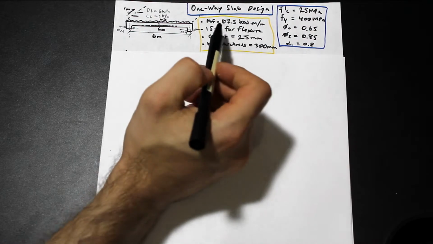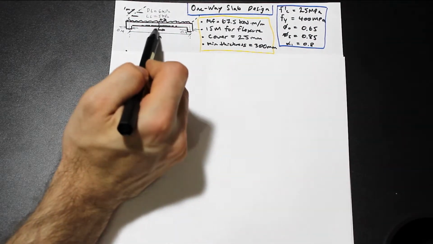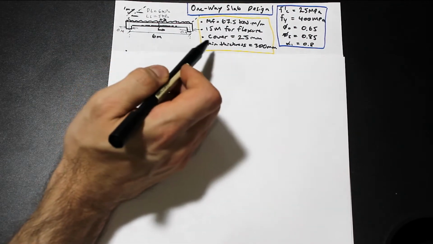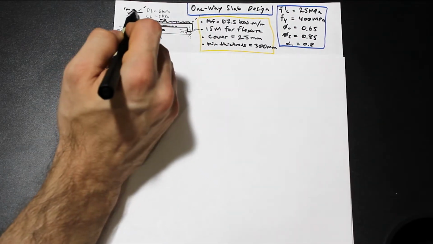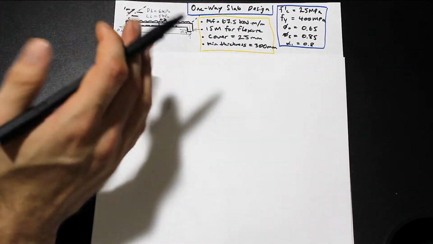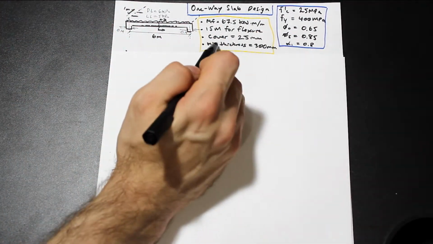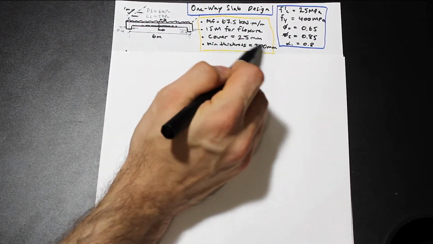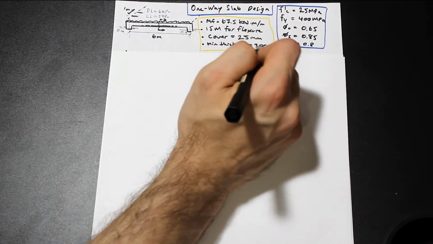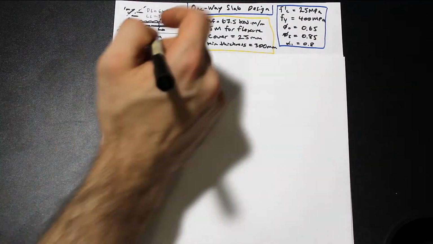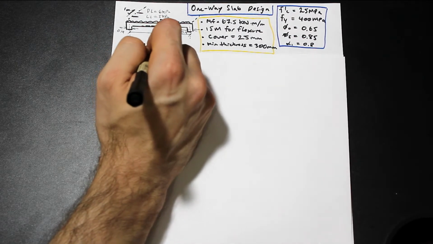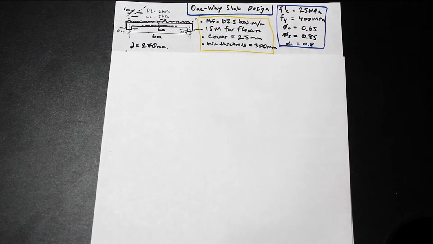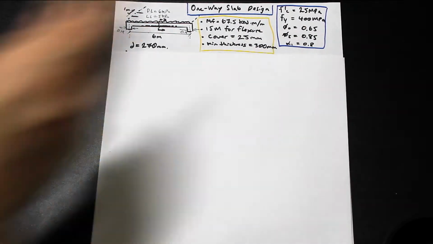I wrote some information down. We found the factored moment at the center of the slab, where the maximum positive bending moment occurs. So that's what we're going to design for. We're designing for a 1 meter strip of the slab because it's one way. We're going to use 15M bars for flexure. Our cover is 25 millimeters. The minimum thickness was actually 270, but we said that our slab thickness is going to be 300. We also calculated our effective depth to be 270 millimeters in the last video. I also wrote down a couple of properties from the last question that we're going to use.